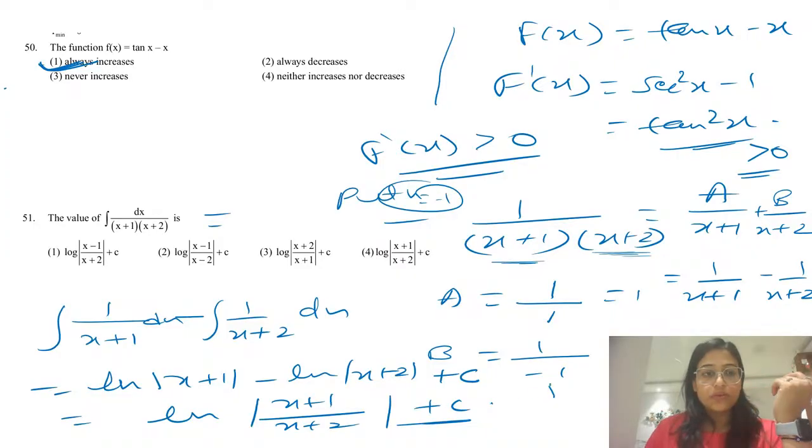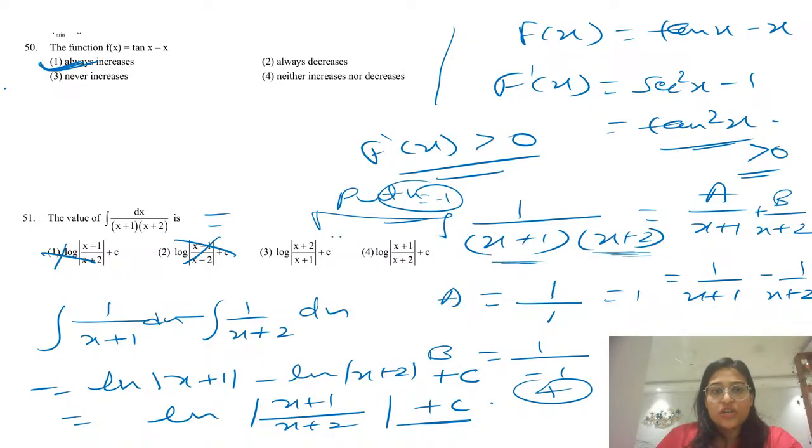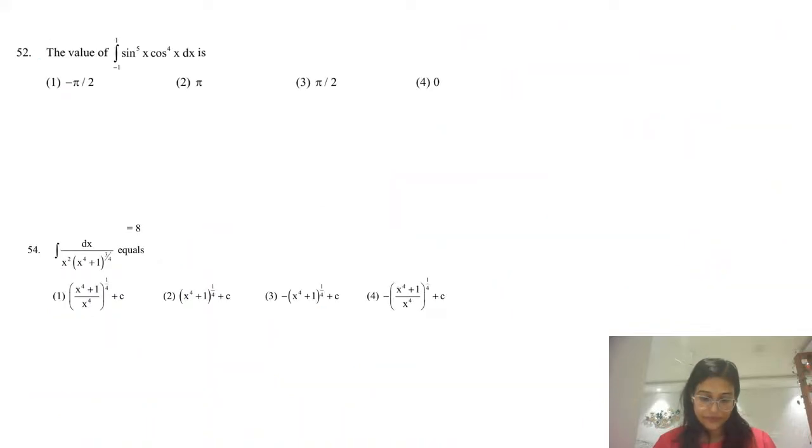The fourth one, x plus, because there is no minus factor here. So likewise, you can discard this, you can discard this. Now we have to check among these two. So here the fourth option is the correct answer. Let's come to the next now.